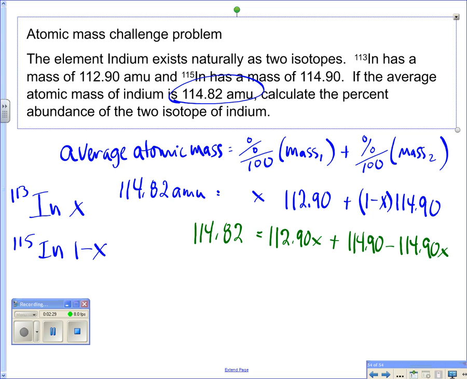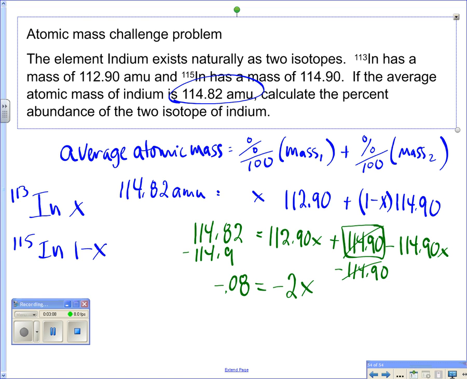Then I'm going to combine terms. I want to move the 114.9 to the other side, so I'm going to subtract 114.9 from both sides. It's going to be gone on this side, and over here, 114.82 minus 114.9 is going to be negative 0.08. Then I'm going to combine these terms: I have 112.9x plus negative 114.9x, so I end up with a negative 2x.